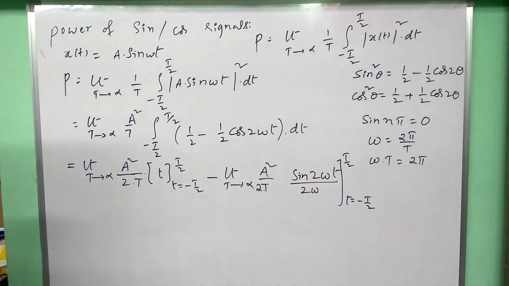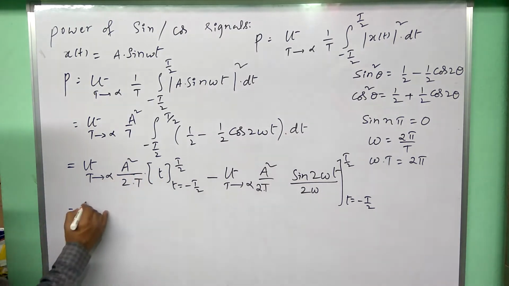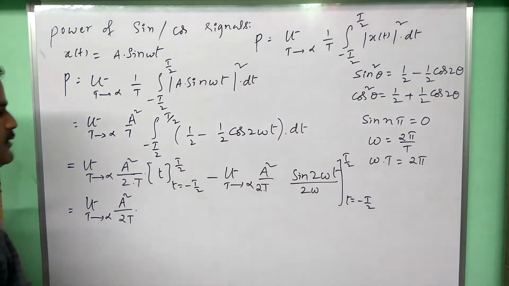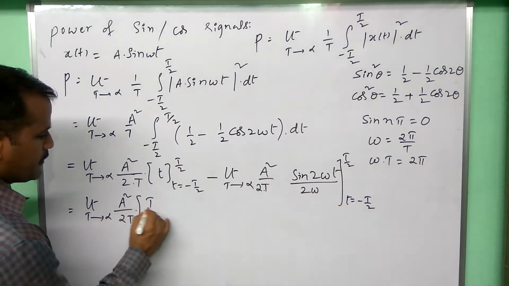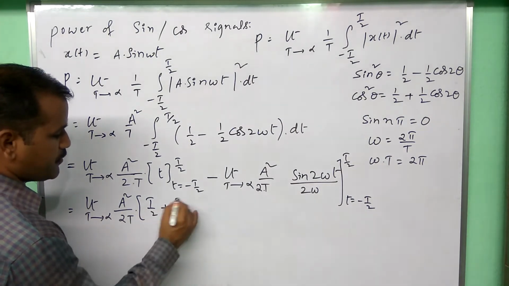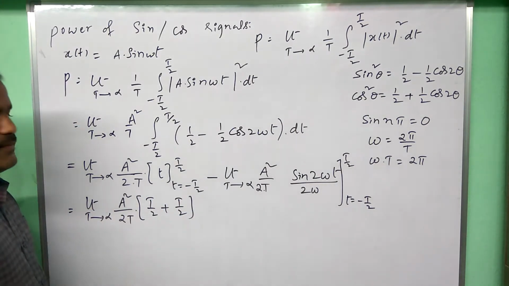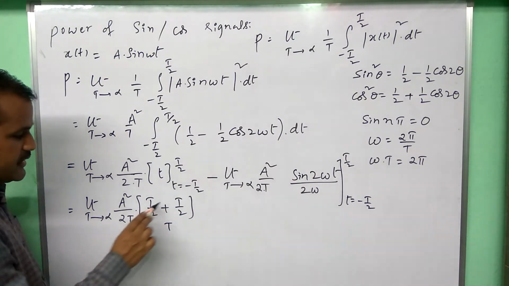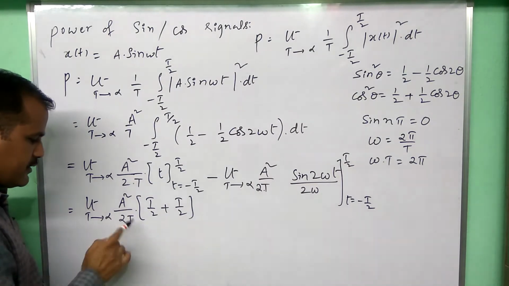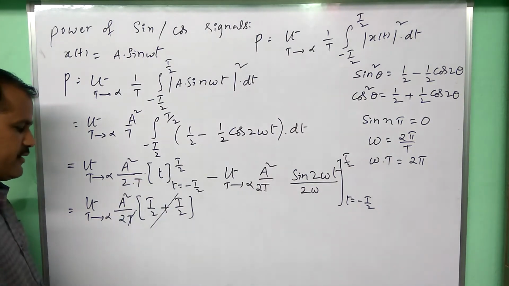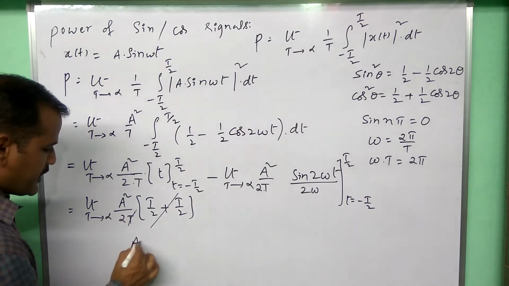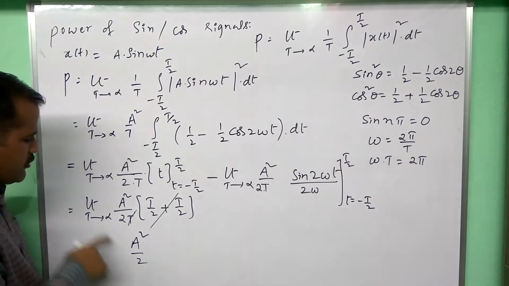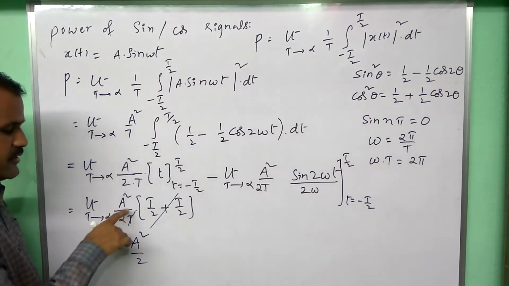Let us substitute the limits. First here, limit T tending to infinity, A square by 2T. Here t value is T by 2 minus of minus T by 2, that means T by 2 plus T by 2 is T. This T cancels: simply this T and T by 2 plus T by 2 equals T cancels. So A square by 2 remains here. Here no T is there, so we need not consider this limit in this term.